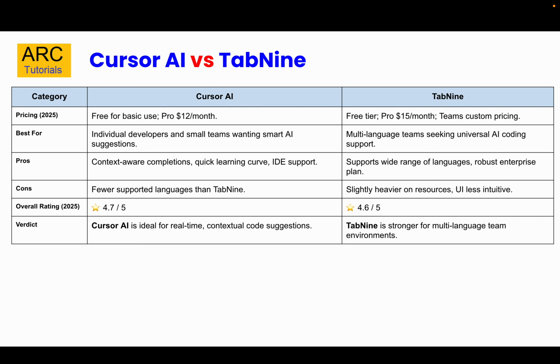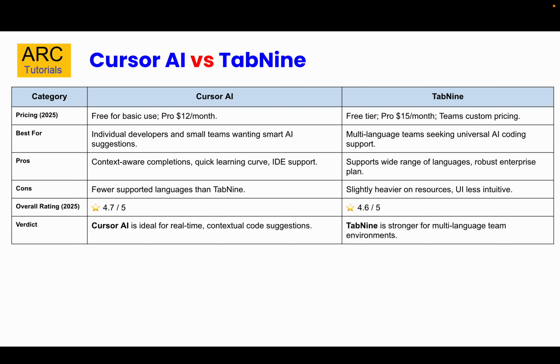So this is my take for you. Cursor AI is best for individual developers, freelancers, and small teams who want a smart AI coding assistant. Whereas Tabnine can be used by multi-language teams seeking universal AI coding support. Some of the pros of Cursor AI are context-aware code completions, quick learning, and IDE support. Whereas Tabnine supports a wide variety of languages and has a robust enterprise plan.